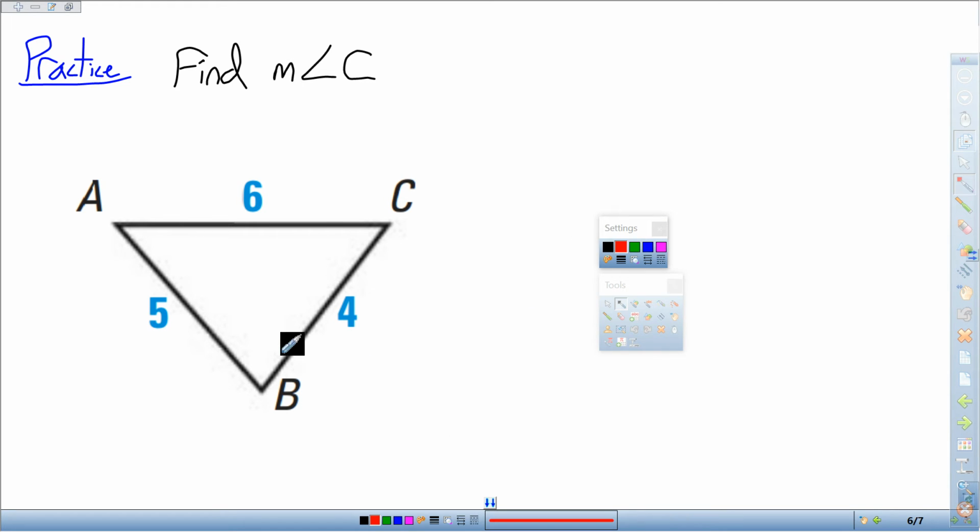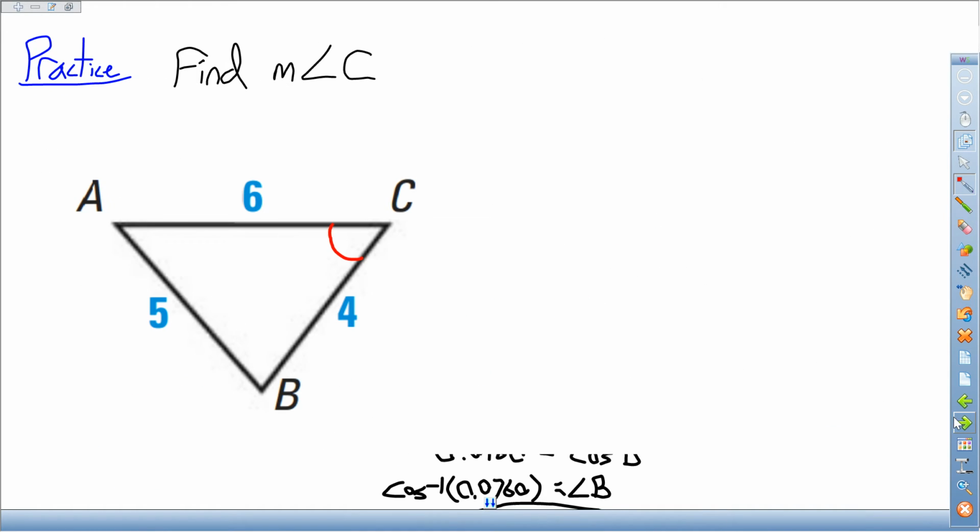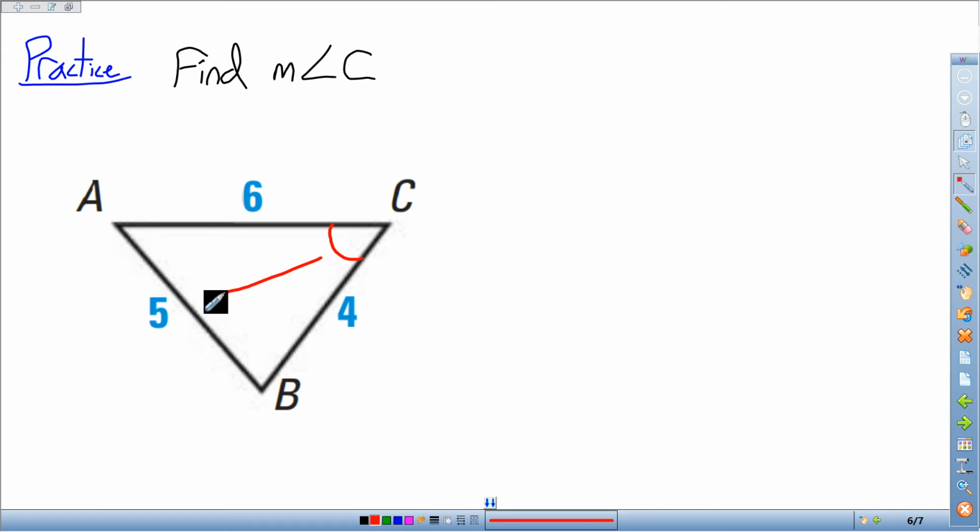All right, so big thing. Here's the angle I'm looking for. When I go to write out my equation, I need to start with the side length opposite that angle that I'm looking for. So if we're finding this angle C, we must start with this side length opposite, 5. So we got 5 squared equals these other two sides being added together, 4 squared plus 6 squared.